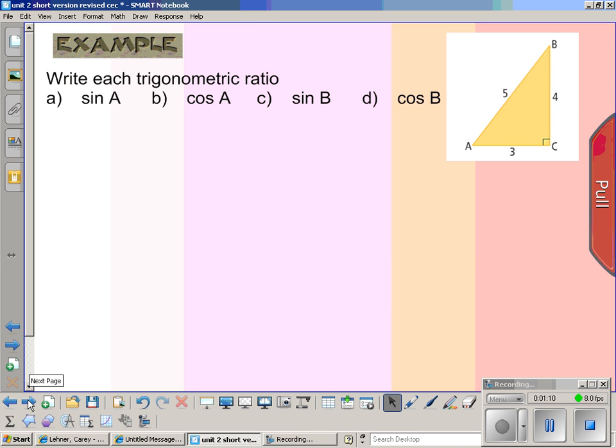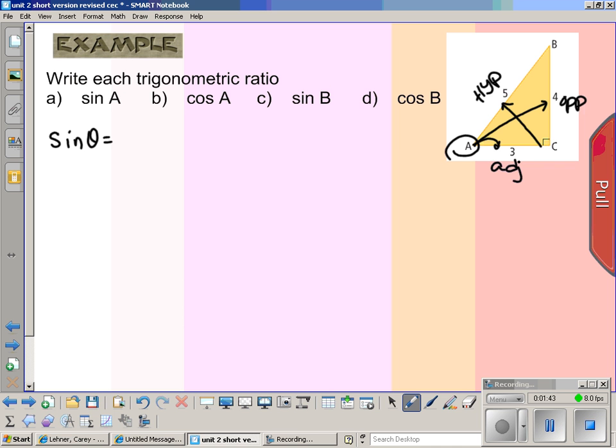Write each of the trigonometric ratios. So what we have here is first of all, in the first two examples, we're going from angle A. So we should label all of the sides of angle A. Let's get the hypotenuse out of the way. Hypotenuse is across from the right angle. From angle A, the side across from it is the opposite side. Side beside it is the adjacent side. So now we can fill in our ratios.